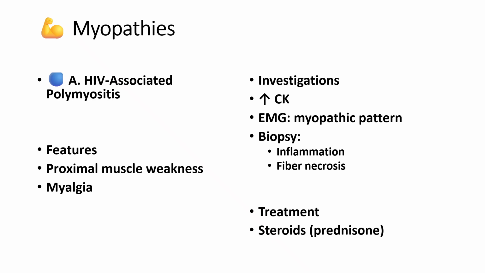Myopathies. A. HIV-associated polymyositis. Characteristic features are proximal muscle weakness and myalgia. Investigations: elevated creatine kinase, EMG showing myopathic pattern, biopsy showing inflammation and fiber necrosis. Treatment is steroid, that is prednisone.